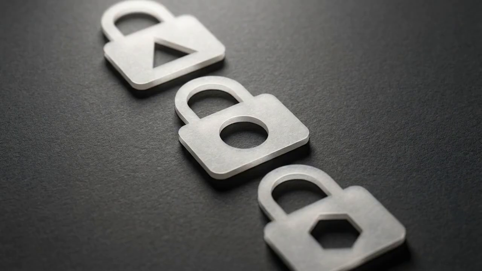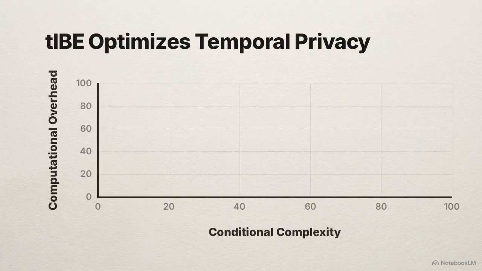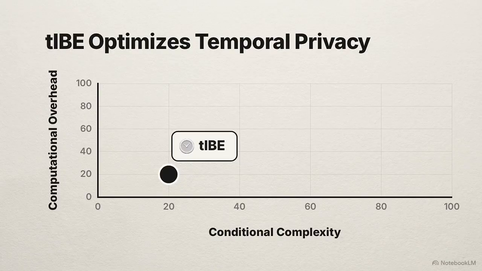Protecting every transaction requires a multimodal cryptography stack. Using a single heavy cryptographic method for every action would cripple network throughput. To evaluate the trade-offs, we can map these primitives on a matrix comparing their computational overhead against their conditional complexity. For temporal conditions, we rely on Threshold Identity-Based Encryption, or tIBE.